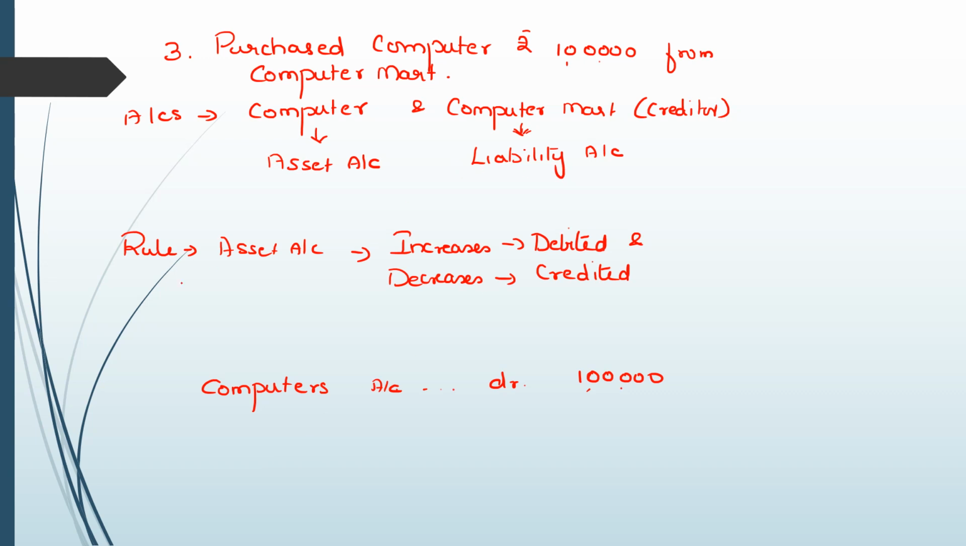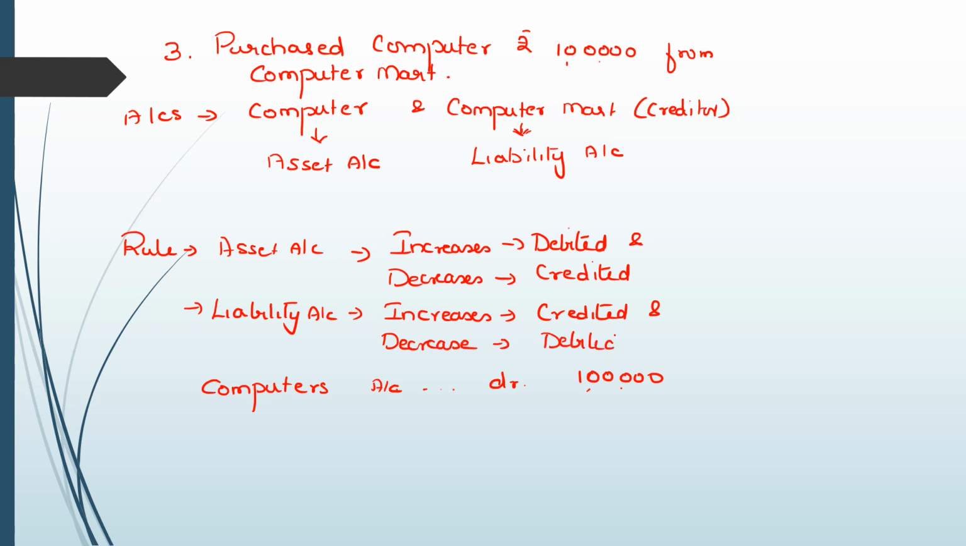The other one is a liability account. What is the rule related to liability account? The rule is when there is an increase in liability, it is going to be credited, and when there is a decrease in liability, it is going to be debited. Here, whether liability is increasing or decreasing.